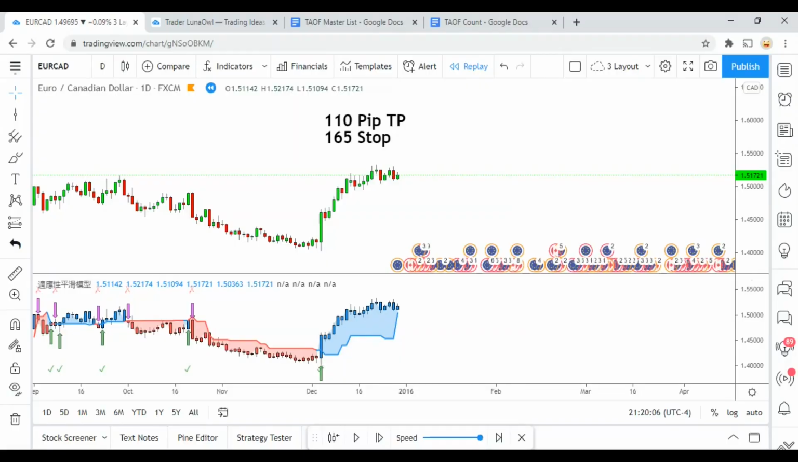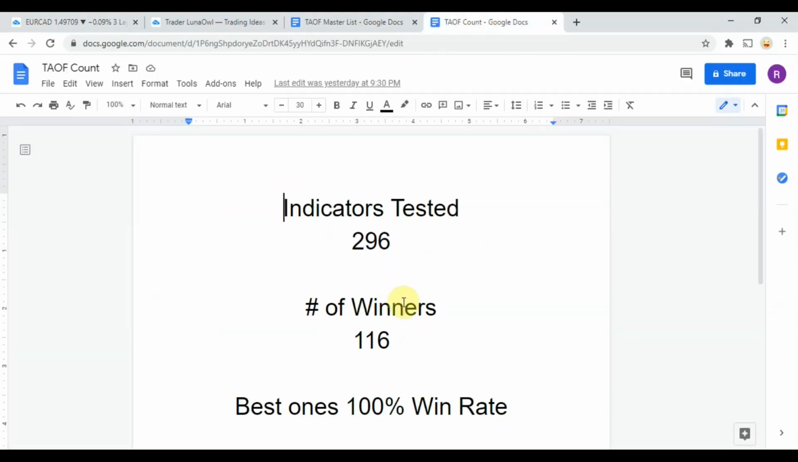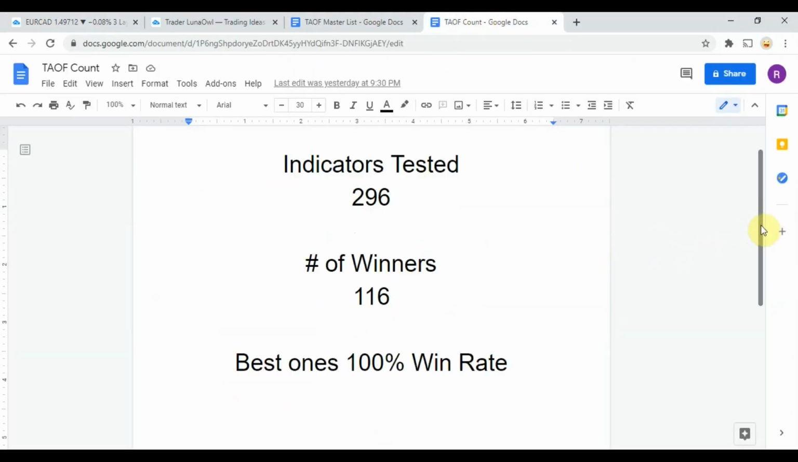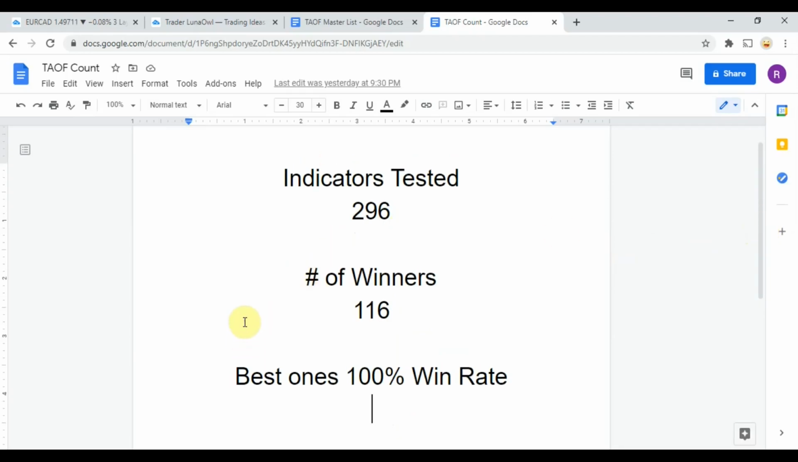Alright, as I said, today we will be testing the 11 kinds of adaptive MA model. Before we do though, I wanted to put the indicator scoreboard up for everyone to see. So to date, we have tested 296 indicators. And out of those 296 indicators, 116 of them have been winners, which means that they have met or exceeded the 60% win-loss ratio threshold that we have set for them. The best ones so far were able to achieve a 100% win rate.